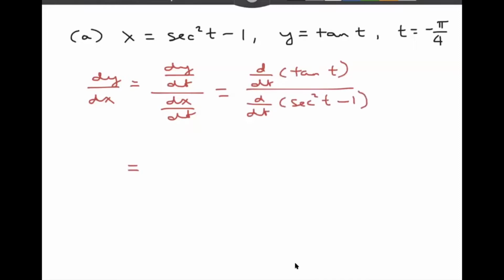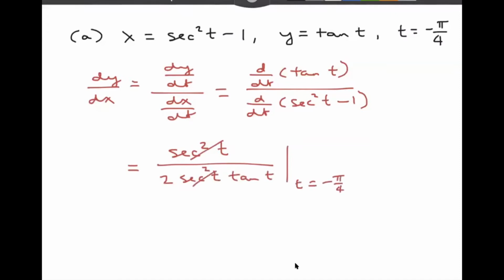All right, so the derivative of tangent t is secant squared t. The derivative of secant squared t minus 1 is 2 secant t times the derivative of secant t, which is secant t tangent t. So we'll make this secant squared t tangent t. Now we can get rid of the secant squared t's. And we're going to evaluate this at t equals negative pi over 4.